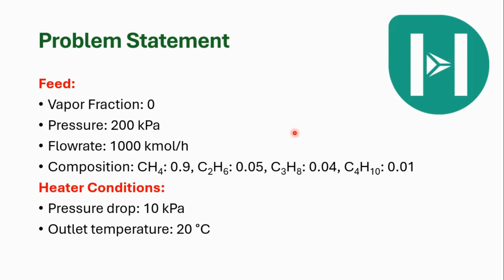In today's video, we will be using Aspen HYSYS to simulate a heater, and the problem statement given to us is: a feed whose properties include a vapor fraction of 0, pressure of 200 kilopascal, flow rate of 1000 kmol per hour, and molar composition of methane as 0.9, ethane as 0.05, propane as 0.04, and butane as 0.01 is fed to a heater block.